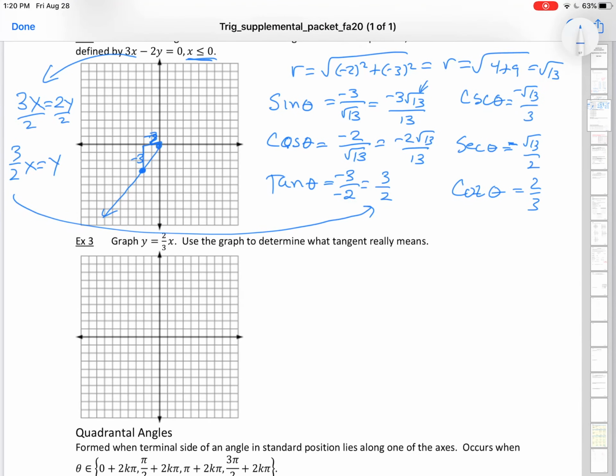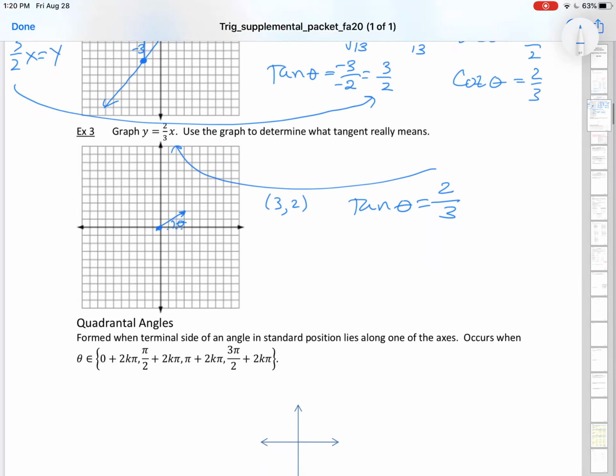So we're going to do the same problem, graph 2/3 x, and use the graph to determine what tangent really means. I think I just explained it, but let's grab 2/3 x. That means if x is 0, y is 0. If x is 3, then y is 2. So 1, 2, 3, 1, 2. And what we want you to find is the tangent of angle theta. The tangent of angle theta, we don't even need to find our r. It is y over x. It's 2/3, and we want you to see that tangent is really related to the slope of the terminal side line.